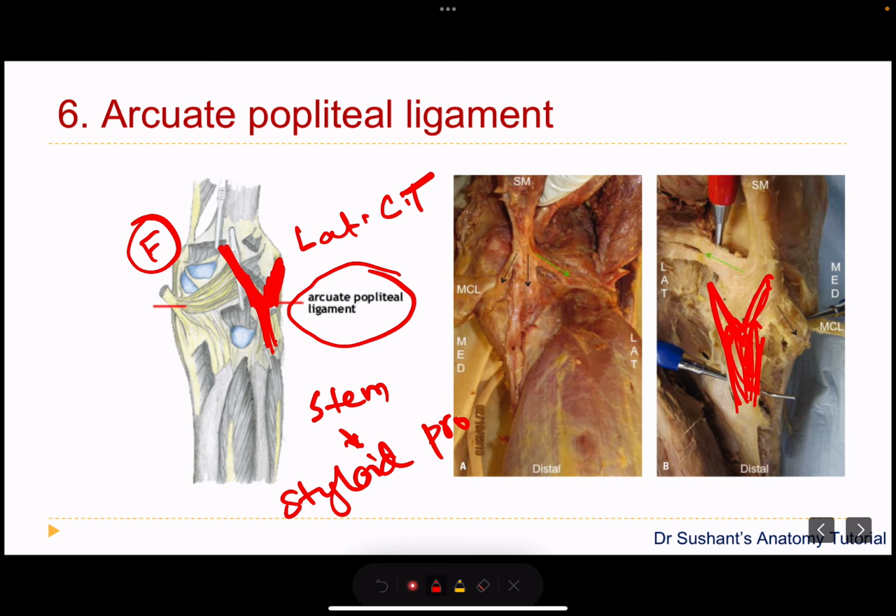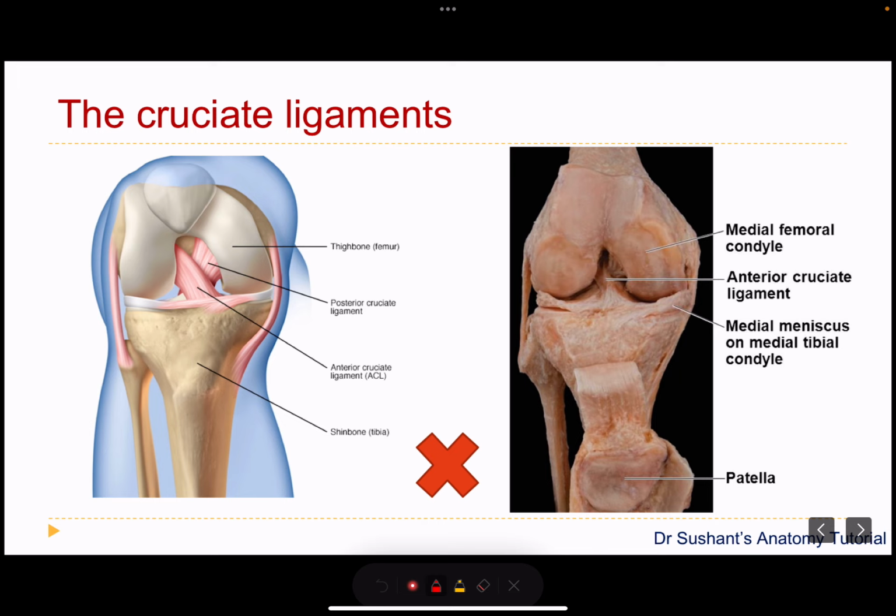Now the next ligaments are the cruciate ligaments. There are two cruciate ligaments. They are intracapsular structures, but they are extrasynovial, meaning they are within the capsule of the knee joint, but they are not covered by the synovial sheath. So the cruciate ligaments act as direct connections between the femur and the tibia, right? So the tibia and the femur are connected to each other directly by these cruciate ligaments. They are named as anterior cruciate ligament and posterior cruciate ligament.